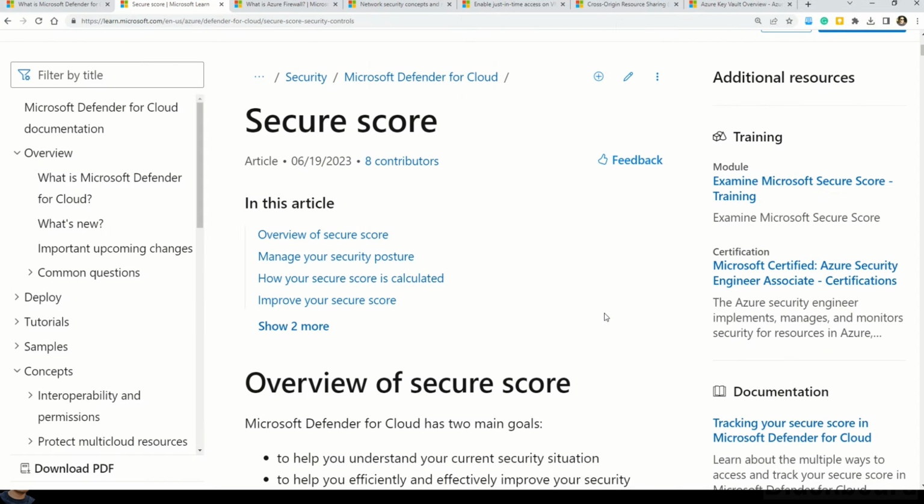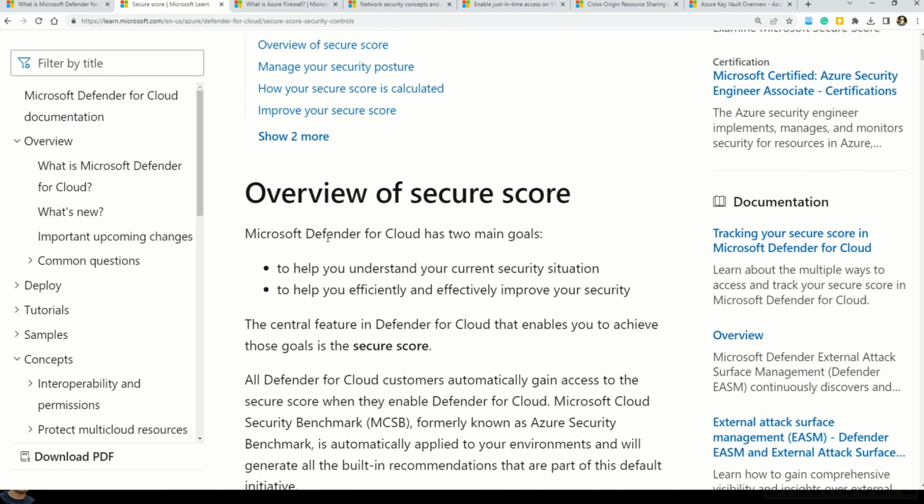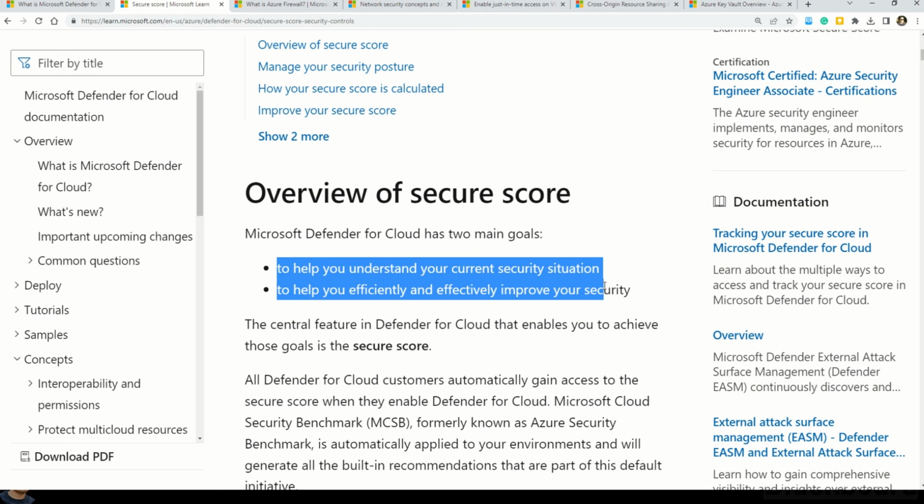So let's validate our answer on this documentation. First of all, you can already observe that this documentation is coming under Microsoft Defender for Cloud. Let's read what it says. It says that Microsoft Defender for the cloud has two main goals: to help you understand your current security situation and to help you efficiently and effectively improve your security. And finally, you can read and validate here. It says that the central feature of Defender for the cloud that enables you to achieve those goals is Secure Score. So now you know to achieve these goals, you need to use Microsoft Defender for Cloud.